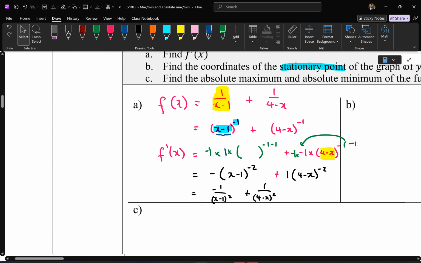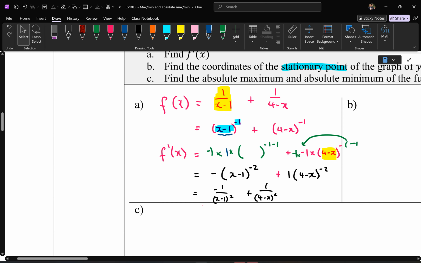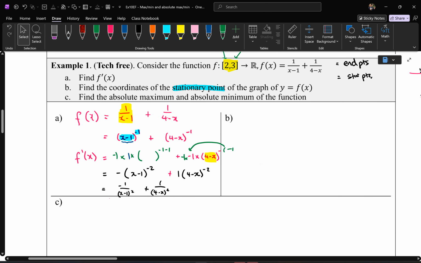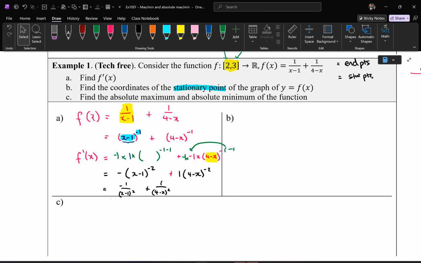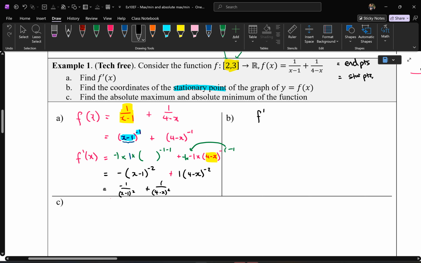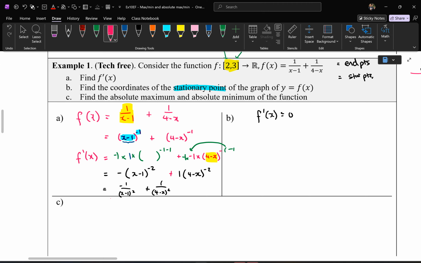Okay? So that was the first part. So we found the derivative. Why do we find the derivative? Because remember, there's two things that you're going to observe. You're going to find the endpoints, and then you're going to find the stat points. But to find stat points, you need the derivative. So here we go. To find stat points, at the start of this session, we just said stat points occur when the derivative equals 0. So here's your next challenge.